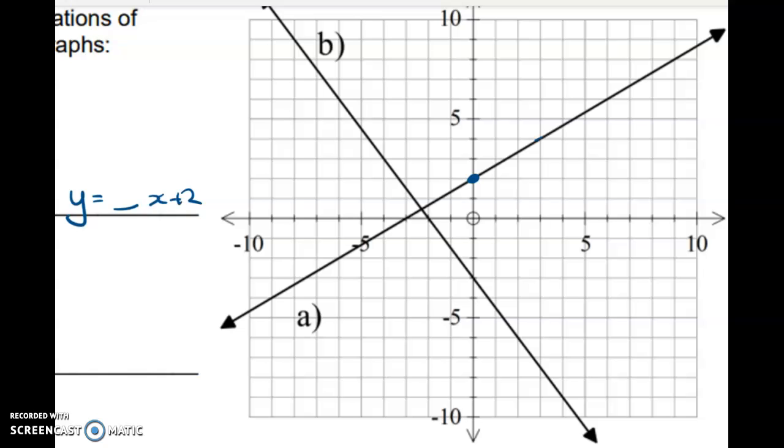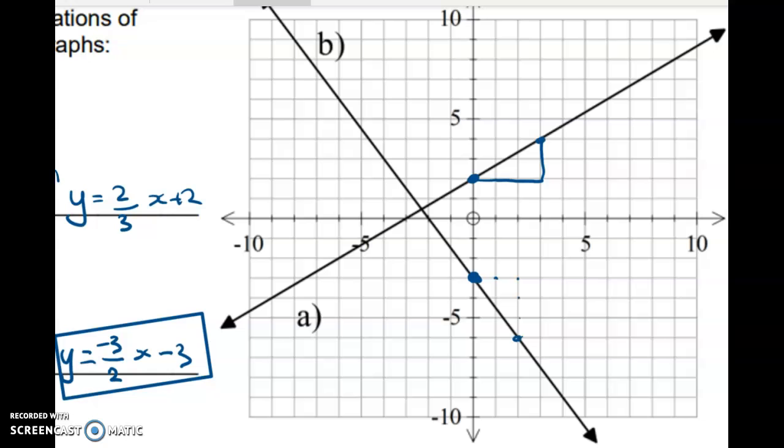Now we find the gradient. We've got two blobby points here and here. So we're going out 3 and up 2. So my gradient is 2/3, so y equals 2/3 x plus 2. For this next one, it's going to be y equals something x minus 3. There's my y-intercept. Two blobby points. I'm going to go out 2 and down 3. So it's going to be y equals negative 3 over 2 x minus 3. So there's that one and that one.